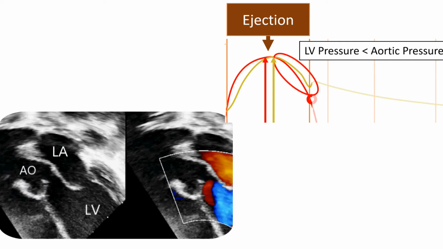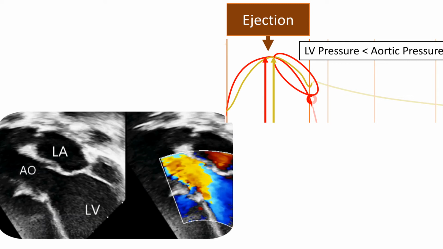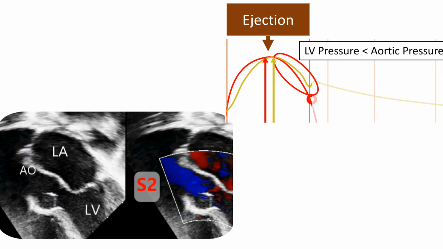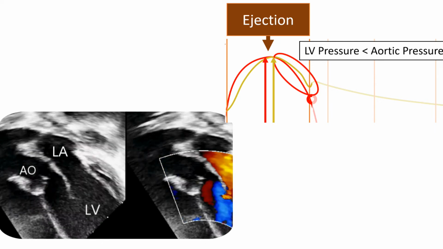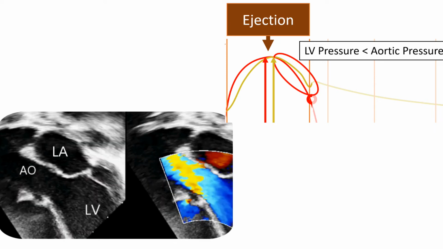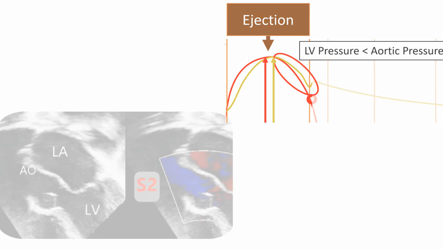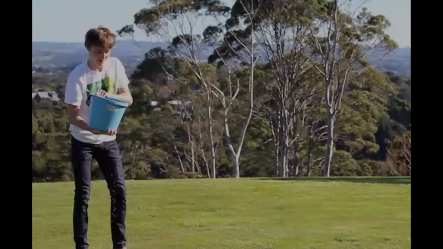Because of this momentum, blood continues to get ejected from the left ventricle to the aorta even after the peak, where the left ventricular pressure is slightly below the aortic pressure. We will take a simple example to explain this phenomenon.